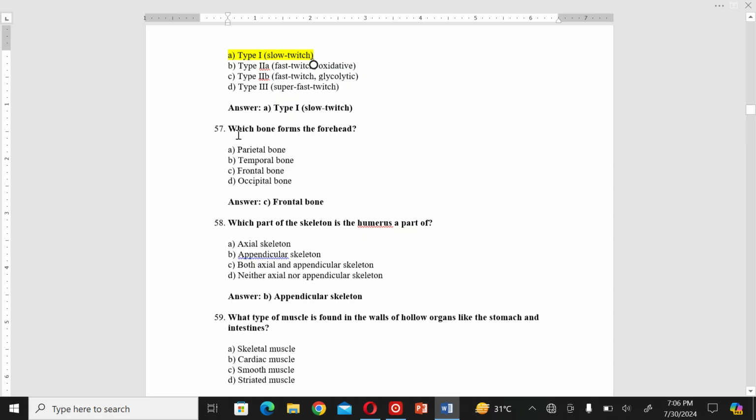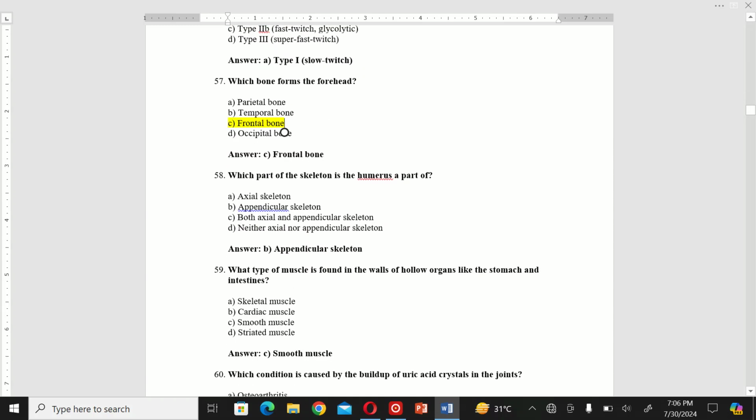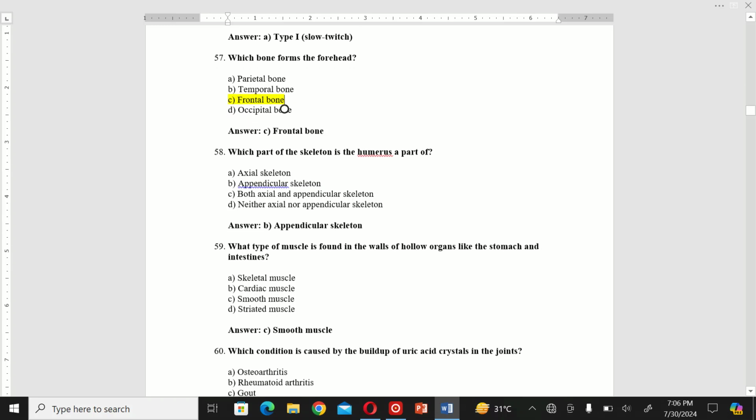The next MCQ is which bone forms the forehead? A. Parietal bone, B. Temporal bone, C. Frontal bone, and D. Occipital bone. So the correct option is C. Frontal bone. Frontal bone forms the forehead.